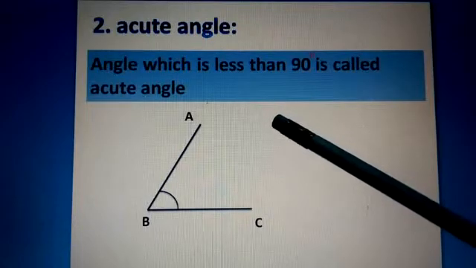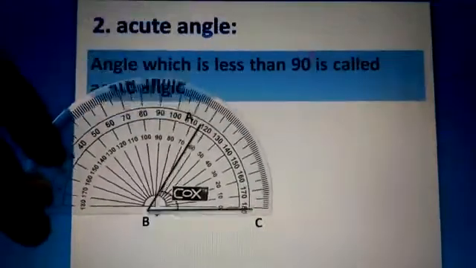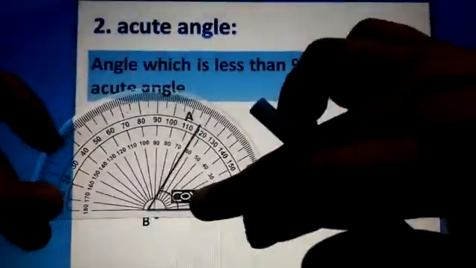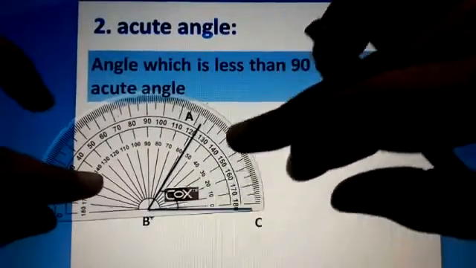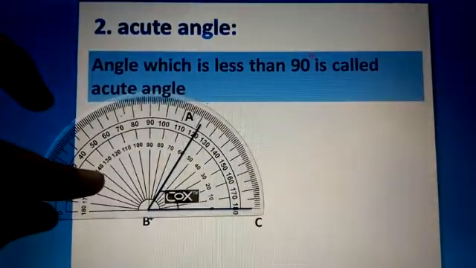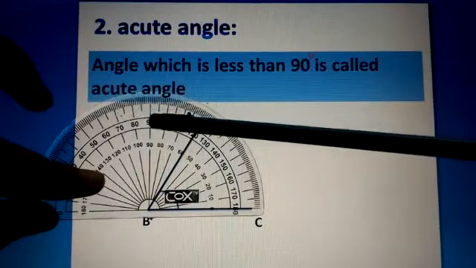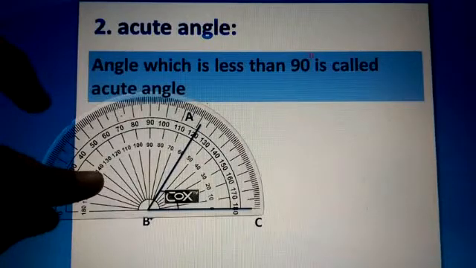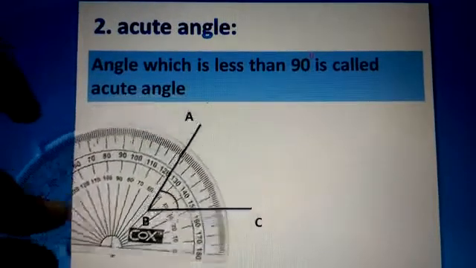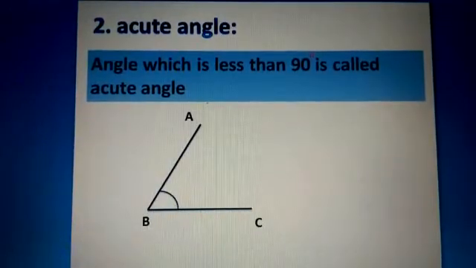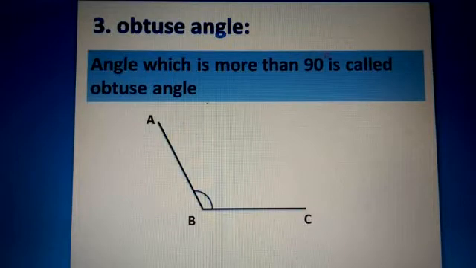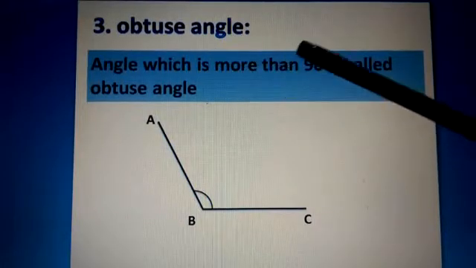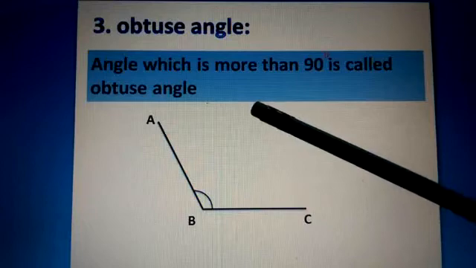Acute angle. For example, if we place a protractor at this angle, you can see this angle is less than 90 degrees. Because 90 degrees is at this point, and you can see this angle is less than 90 degrees. So an angle which is less than 90 degrees is called an acute angle. Done class? Our next question is, what is the meaning of obtuse angle? An angle which is more than 90 degrees is called an obtuse angle.